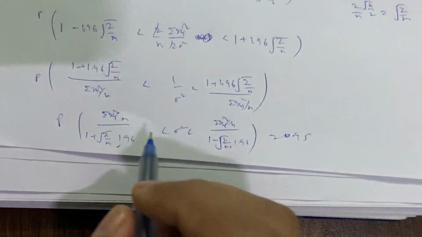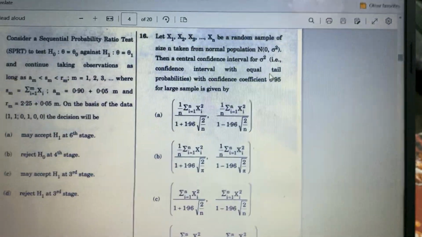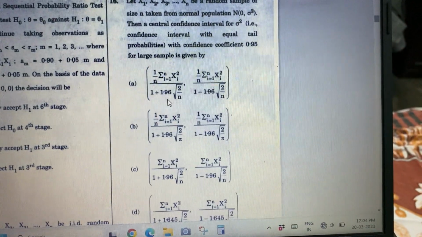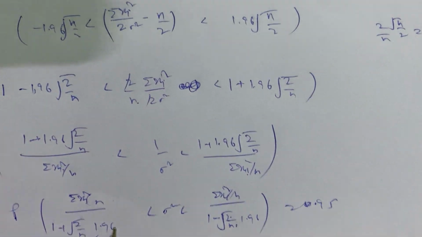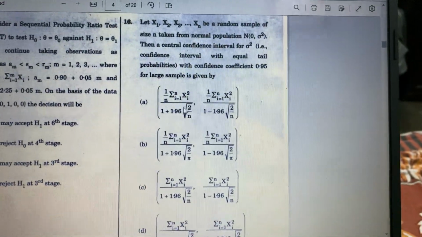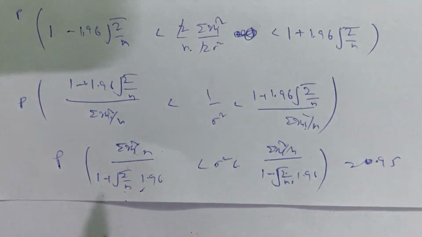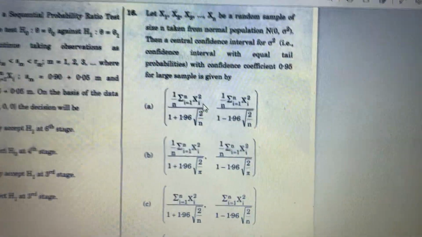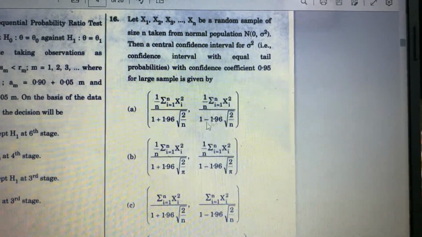So let's check out the options. In the denominator, let's check out the options first. Option A is correct, because here is summation x square by n, and here is summation x square by n, and here is 1 plus the square root of 2 by n times 1.96, and here it is negative. So option A is correct.